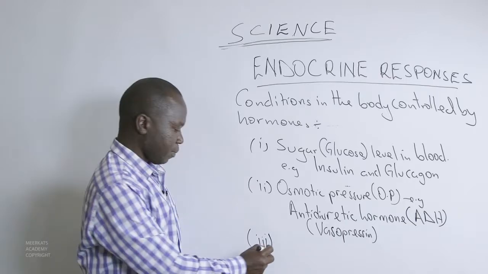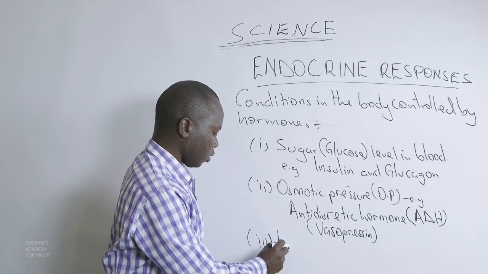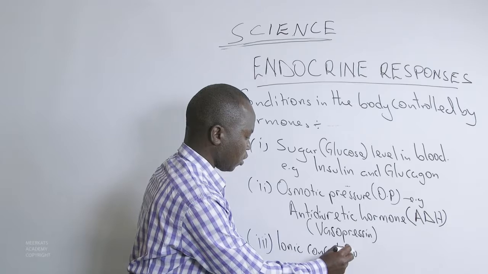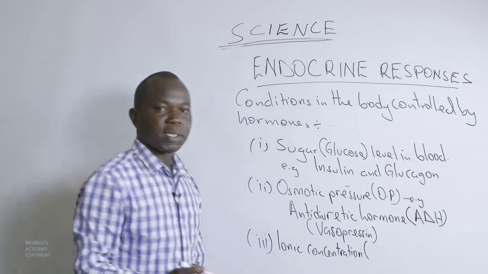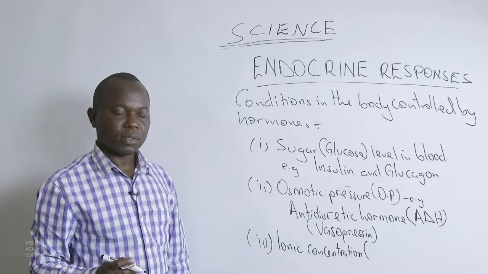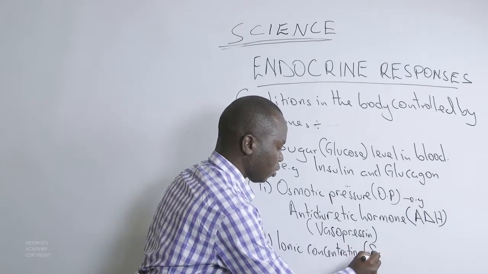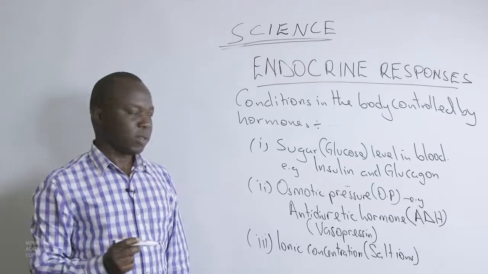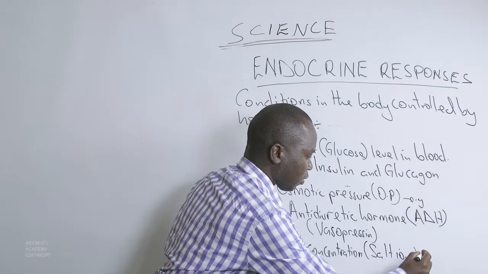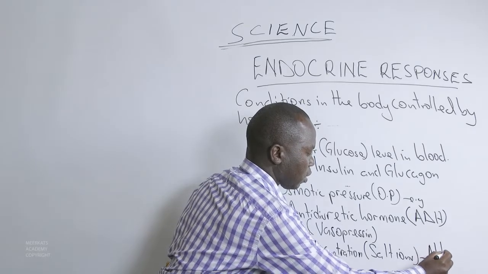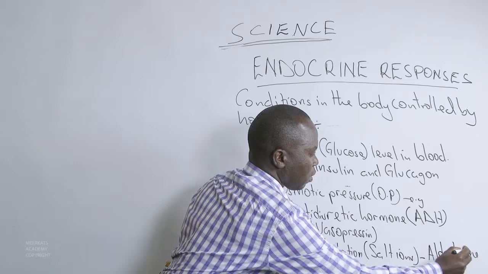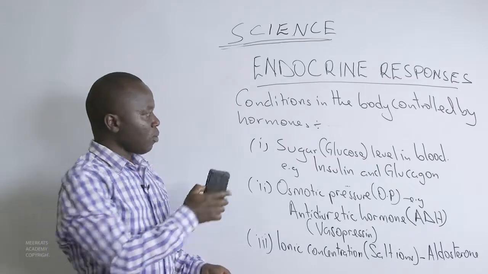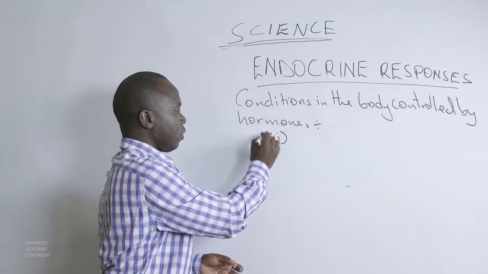Another condition could be ionic concentration. And the most important ions in the body that should be controlled are majorly the salts. So these are simply salt ions. And the major hormone involved is called aldosterone. We have aldosterone, and also we have the cortisol hormone. So for ionic concentration, we have two.